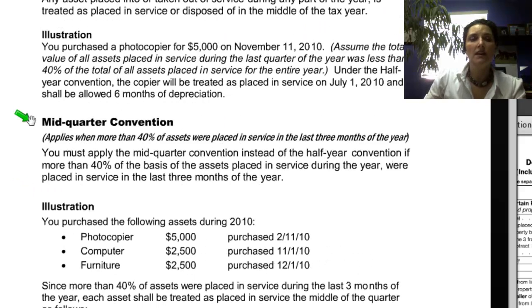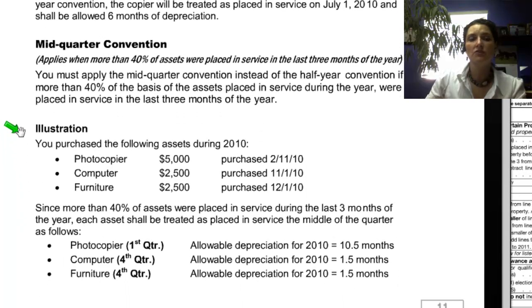Mid-quarter convention. This convention applies when more than 40% of assets were placed into service in the last 3 months of the year. You must apply the mid-quarter convention instead of the half-year convention if more than 40% of the basis of the assets placed in service during the year were placed in service in the last 3 months of the year. Here's an illustration.